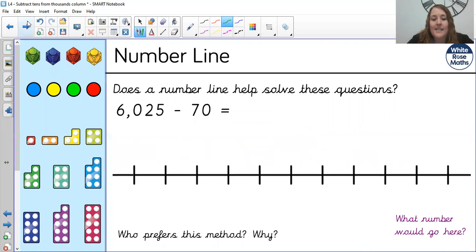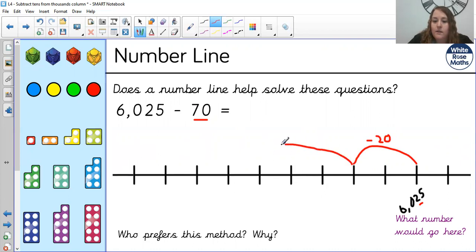This time I have 6,025 and I'm subtracting 70. So again, we're going to start with our 6,025 over here. And we need to subtract 70 in total. So again, you can start by subtracting 20. And then we can subtract our 50, because that makes 70 in total. 1, 2, 3, 4, 5. Or you can do those in jumps of 10 again.